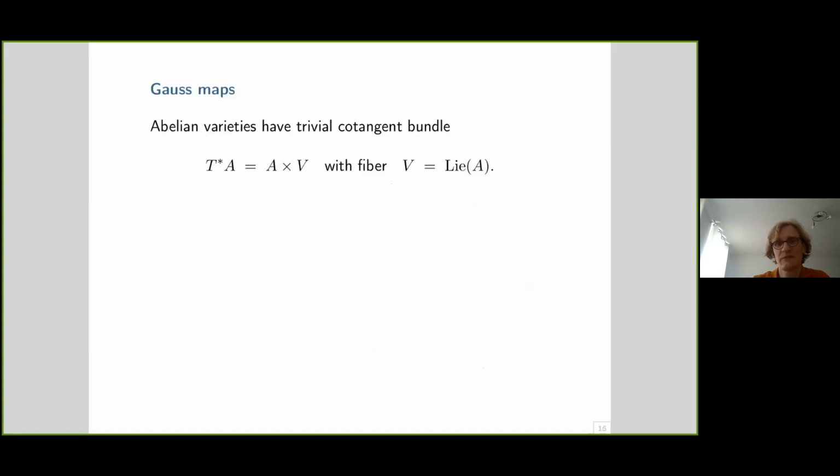So for this, I have to say a bit more about conormal geometry. One thing that's special about abelian varieties is that because they are group varieties, the cotangent bundle is trivial, because you can just take translations to trivialize it. So T star A is A times V for some vector space V, which is the Lie algebra of A.